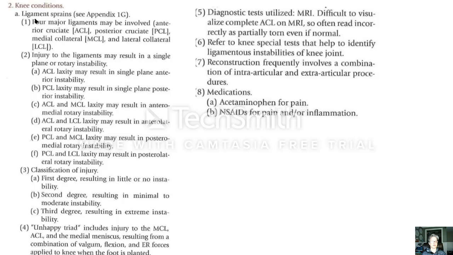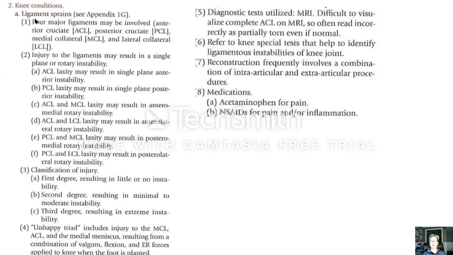Classification of injury: first degree, resulting in little or no instability; second degree, resulting in minimal to moderate instability; third degree, resulting in extreme instability. Unhappy triad includes injury to the MCL, ACL, and the medial meniscus, resulting from a combination of valgus, flexion, and external rotation forces applied to the knee when the foot is planted.